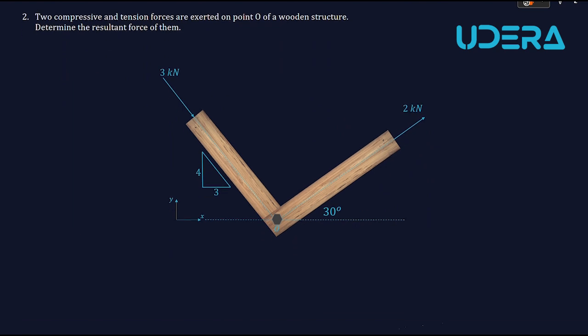Now let's proceed with the second problem. Two compressive and tension forces are exerted on point O of a wooden structure. Determine the resultant force of them. First of all, as we did in the previous problem, we have to break down the figure into a straightforward and simple configuration. So here O is like a pivot.